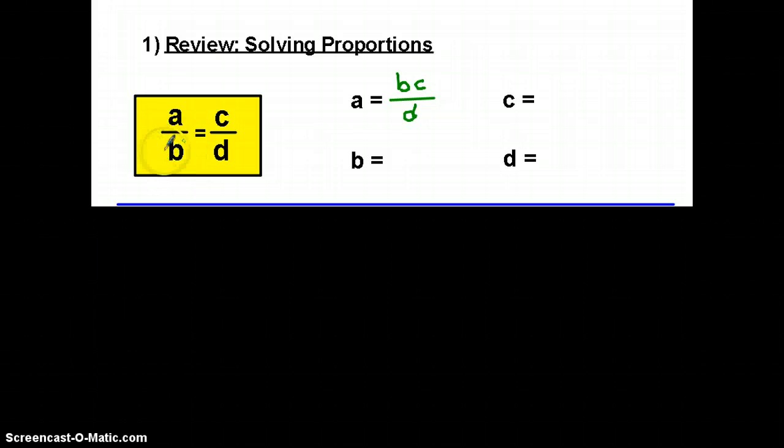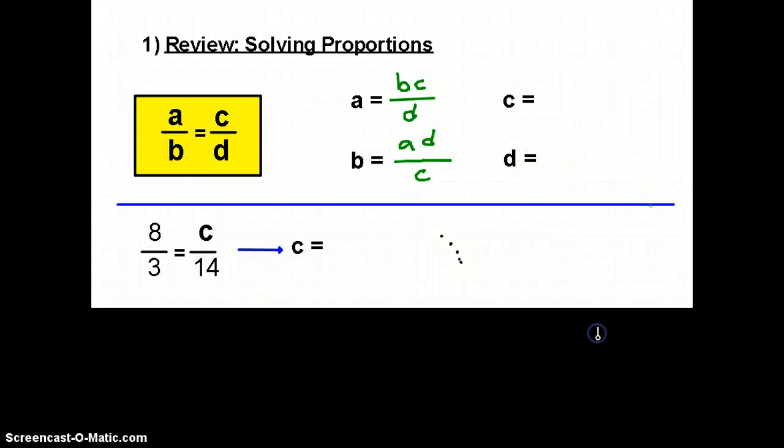If I happen to be looking for b, well, I look for what's across from it, diagonally across, and that's c, so that goes dividing, and then a times d is the rest. So you could do the other two for practice, and then let's look at this example.